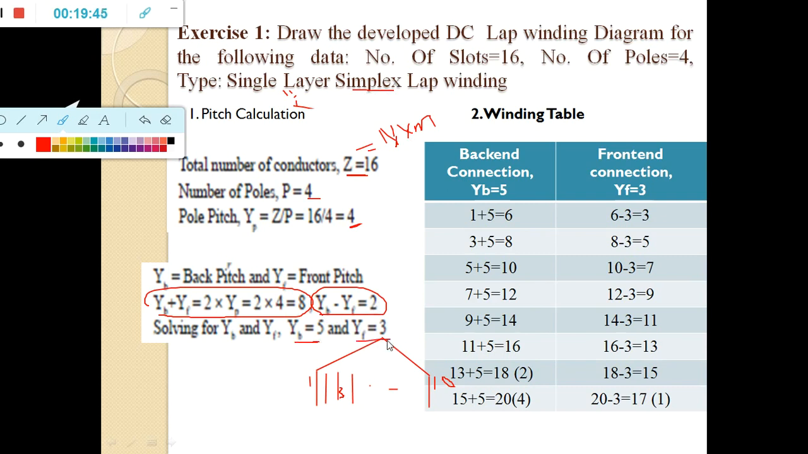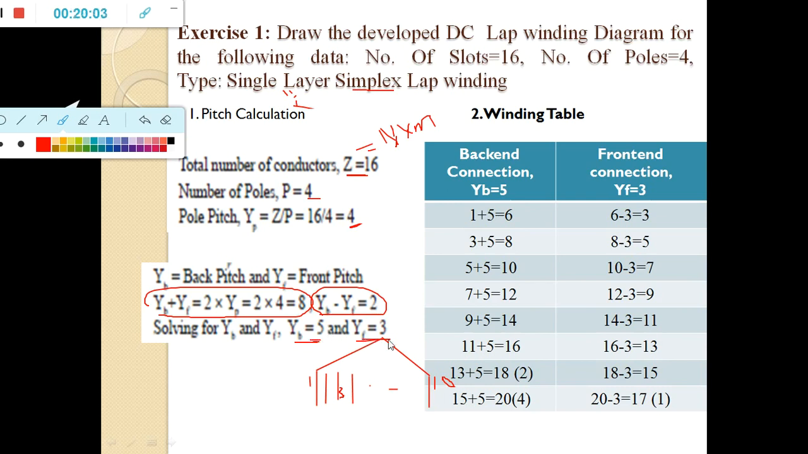Here there is no need to modify the values of YB and YF. Why? Because I got odd integers, not even integers. If they were even integers, then I would have to modify those values, but now it is not required, right? The final value of the back pitch YB is 5 and the front pitch YF is 3.